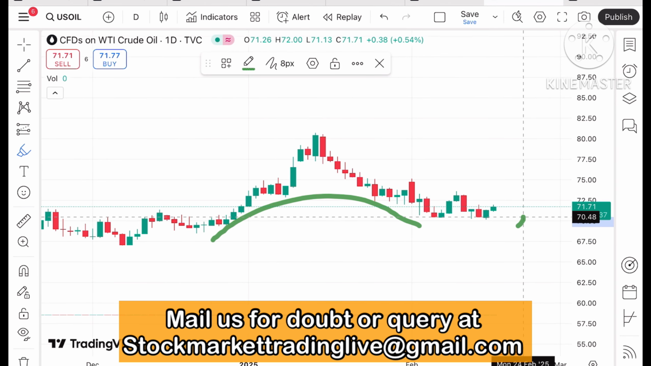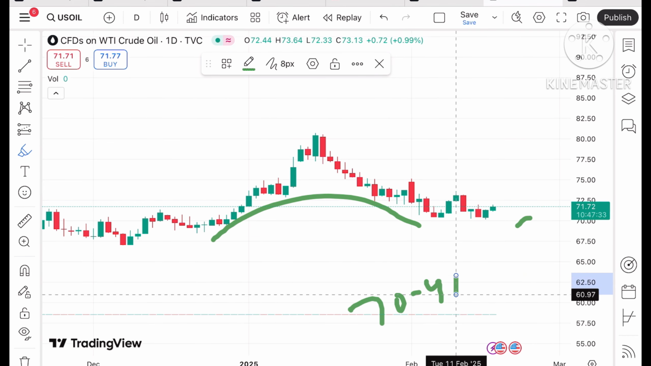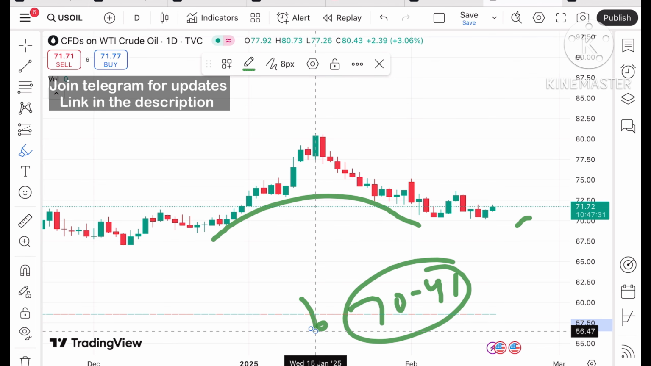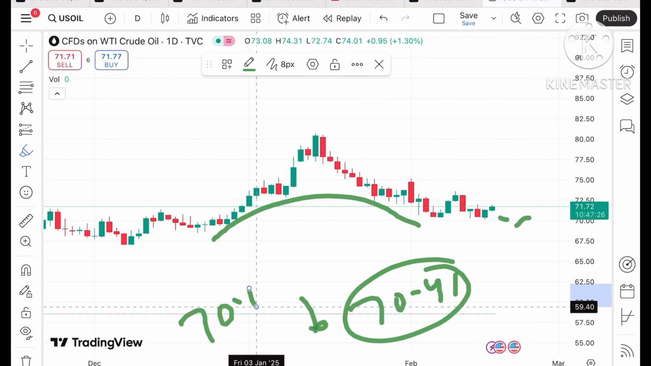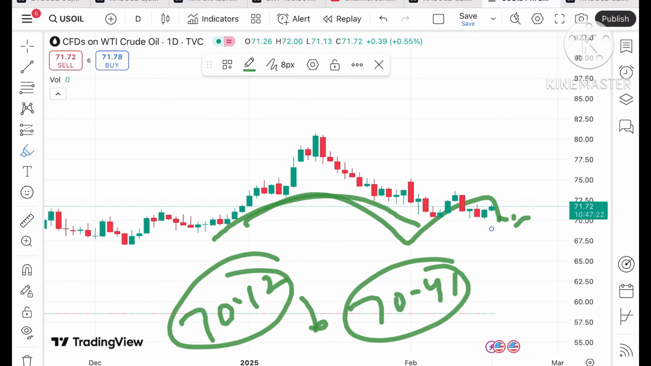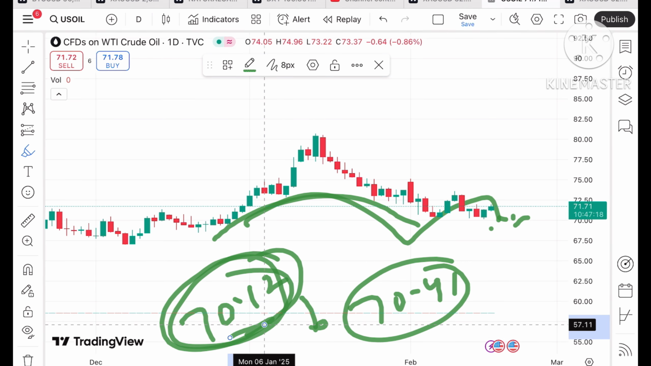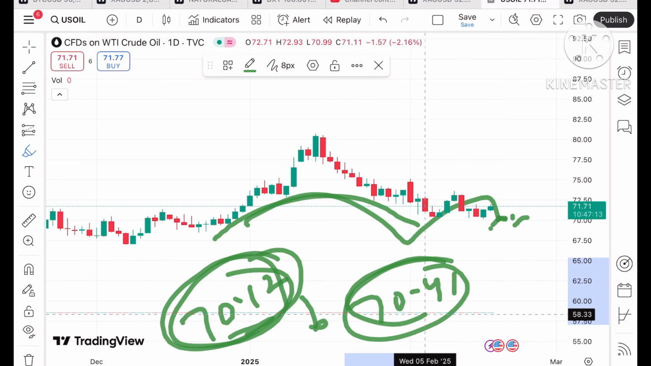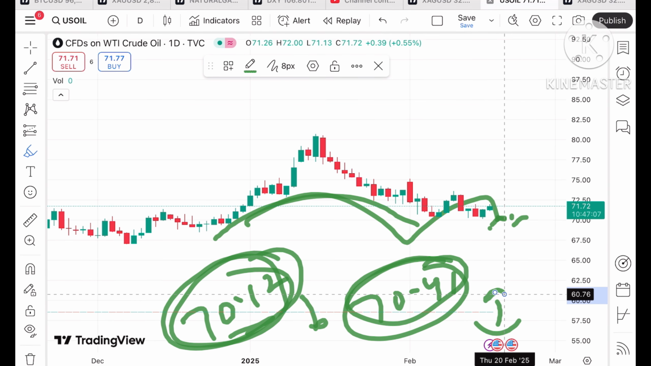An inverted U pattern has formed, and chances were very high that it will cross a level of 70.41, which I have told you in my previous videos. See, it went slightly down towards a level of $70.12, where a pattern was forming, so it bounced back from this particular level, because this pattern was supporting this trend. When it started falling below this level, the target was fulfilled, and then it moved upside and formed a swing.